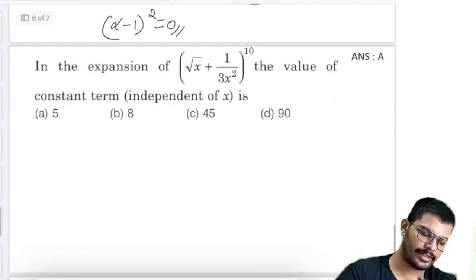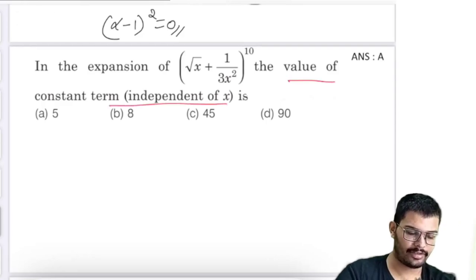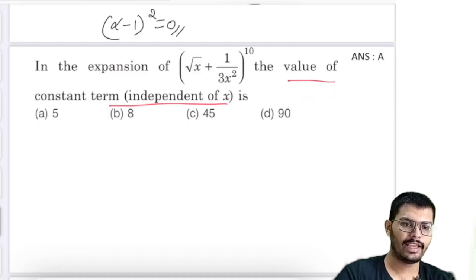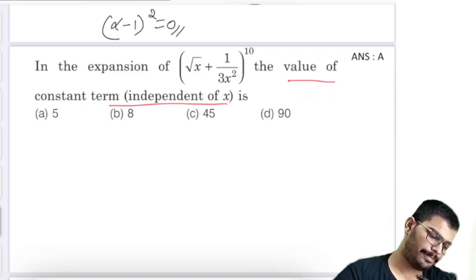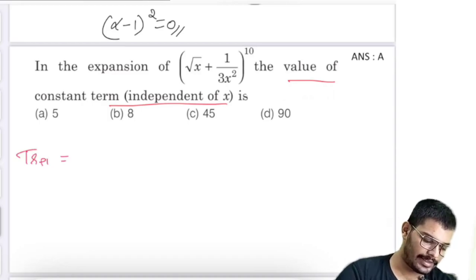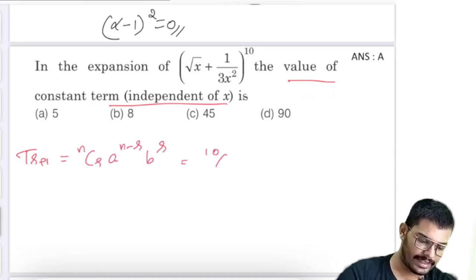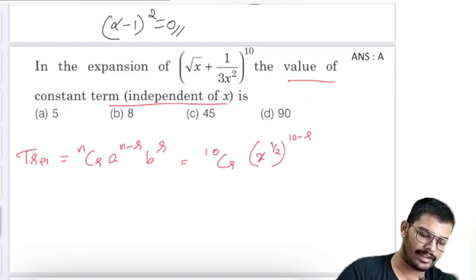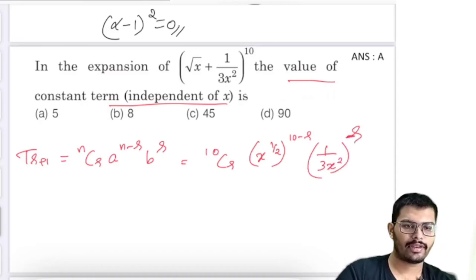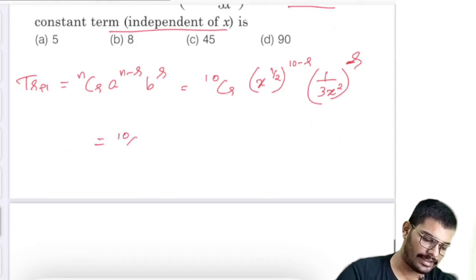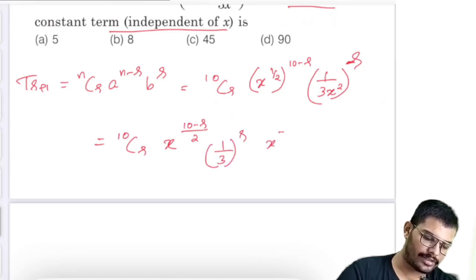In the expansion, find the value of the constant term, or the term independent of x. Constant term means the term which is independent of x. See, the general term T R plus 1 is NCR A raised to N minus R, B raised to R. Here it will be 10CR, root x will be x raised to 1 by 2, the whole raised to 10 minus R, and the B term is 1 by 3x square, the whole raised to R. Now we can again modify as 10CR x raised to 10 minus R by 2, and this will be 1 by 3 raised to R into x raised to minus 2R.